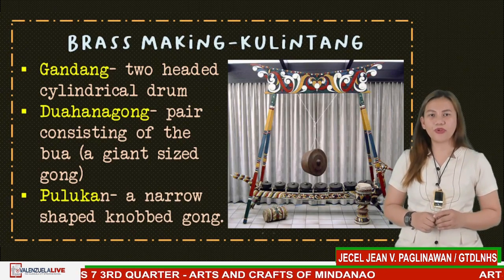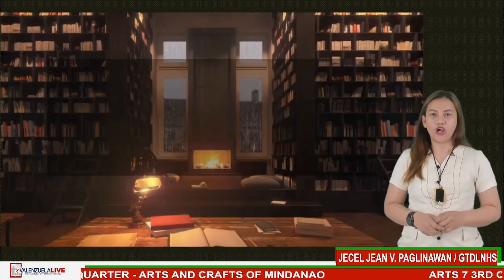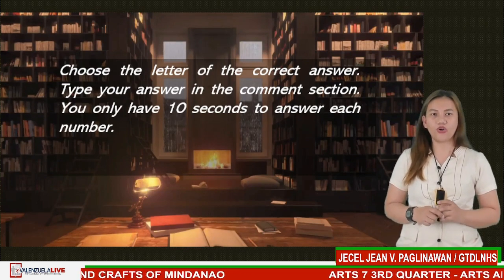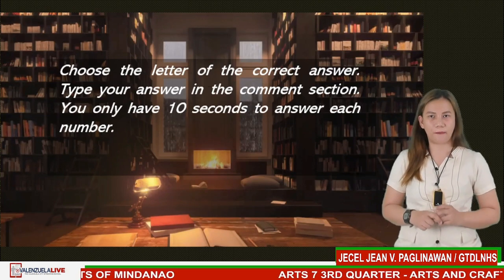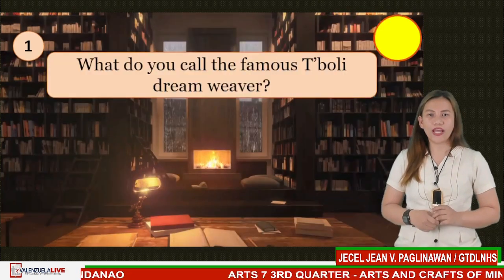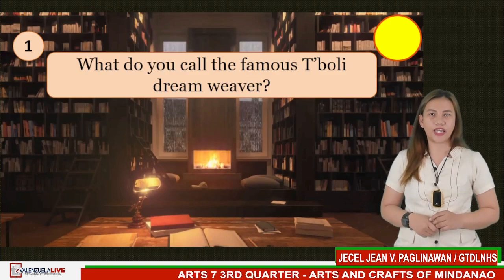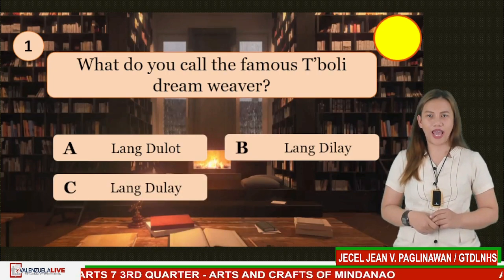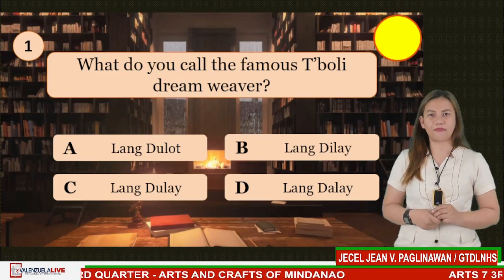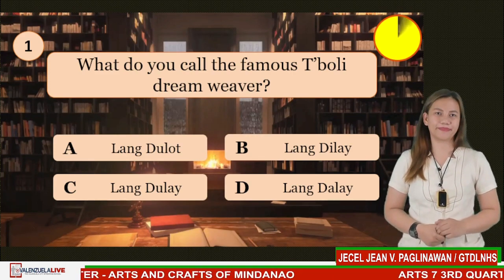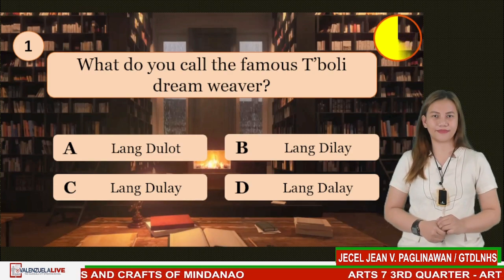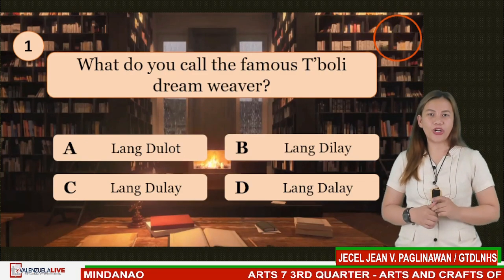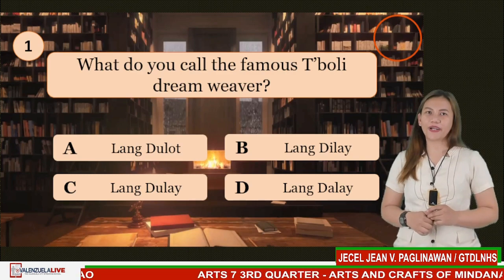Now, let me see if you really listened to our discussion. Choose the letter of the correct answer. Type your answer in the comment section. You only have 10 seconds to answer each number. Number 1. What do you call the famous Tivoli's dream weaver? A. Langdulot, B. Langdilay, C. Langdulay, or letter D. Langdalay. Timer starts now. If your answer is letter C, you are correct.